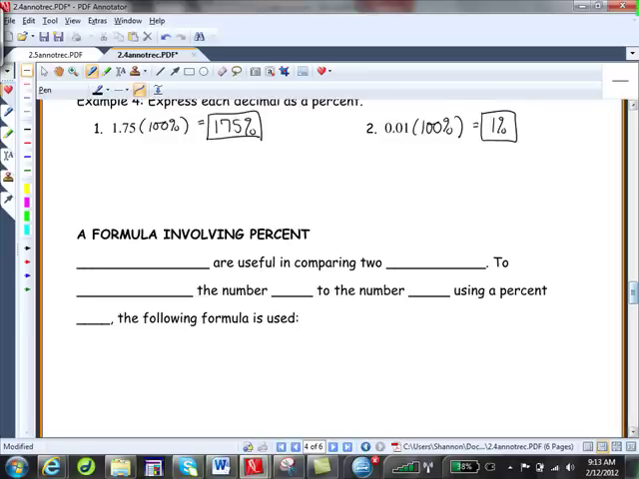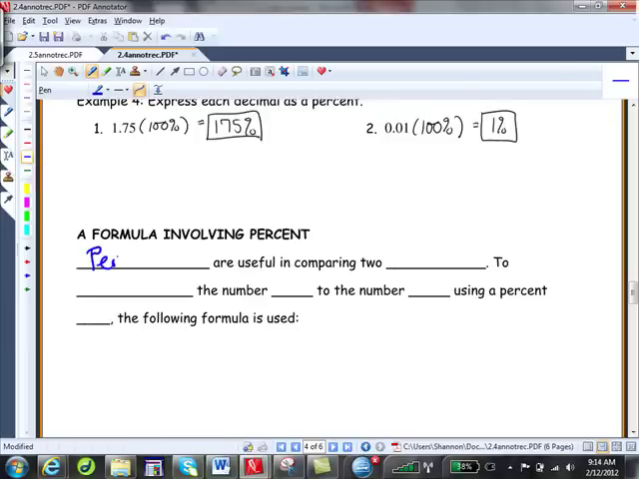A formula involving percent. Now, my main concern is that you can solve applied problems that involve percentages. So our author gives specific formulas. Some people are much more comfortable solving using proportions. So whatever works for you, I'll show you a couple different methods, but whatever works for you is what I want you to use. All right? So a formula involving percent.